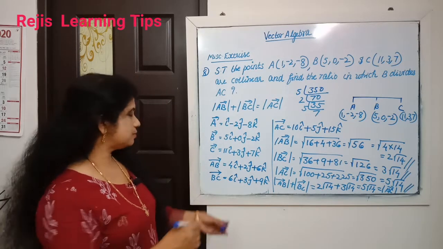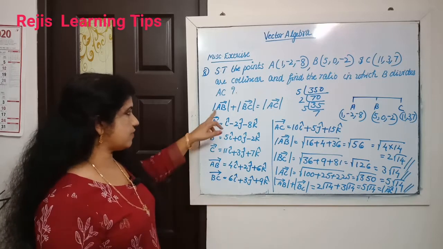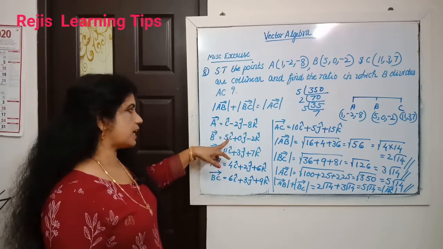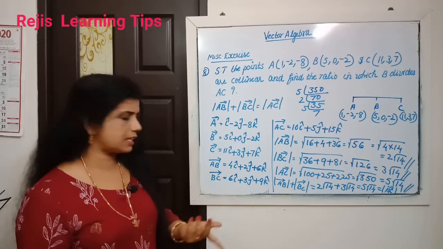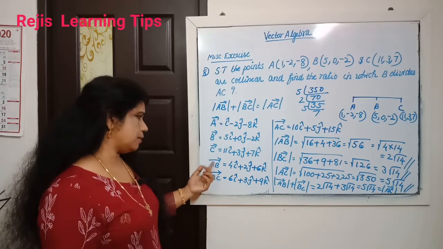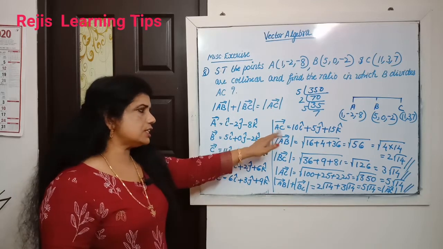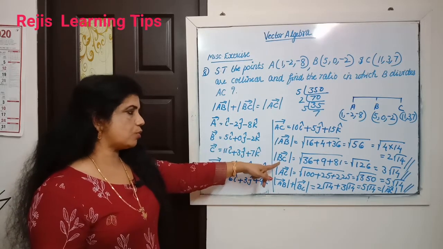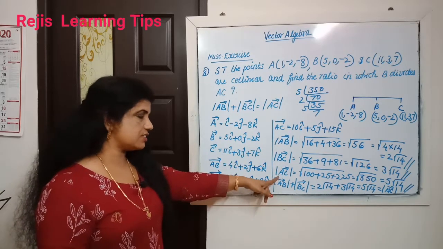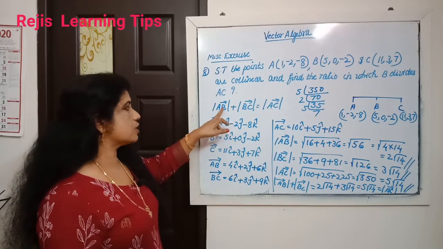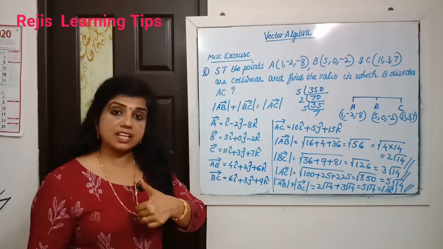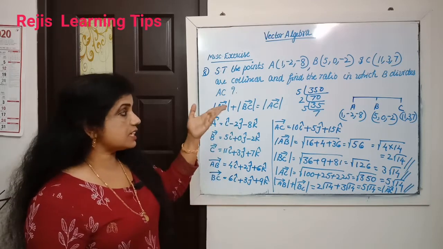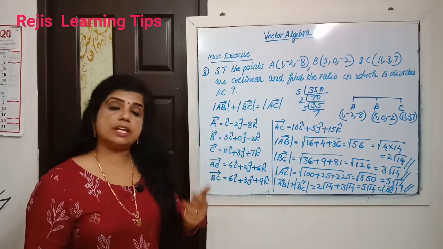Okay, understood? First we should find vector AB, that you already know: (x2 minus x1) i cap plus (y2 minus y1) j cap plus (z2 minus z1) k cap. Then AB, then BC, then AC. Then you should find the modulus of vector AB, the modulus of vector BC, and the modulus of vector AC. Then you have to show that modulus of AB plus modulus of BC is equal to modulus of AC. Then we can say that A, B, C are collinear.